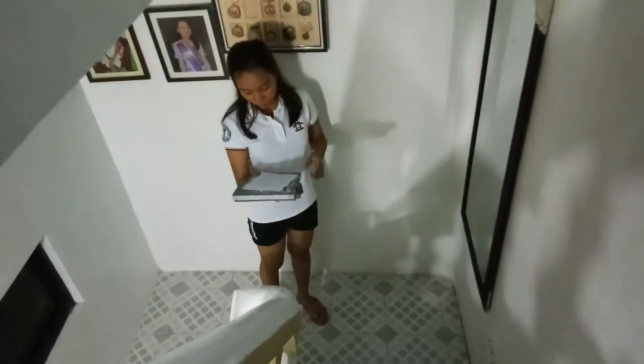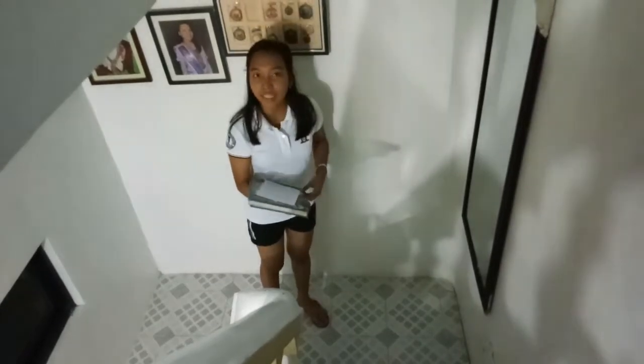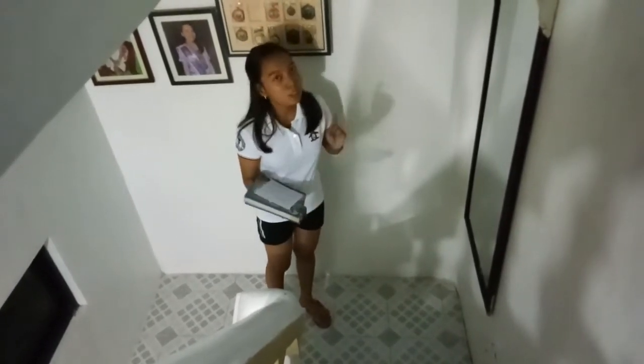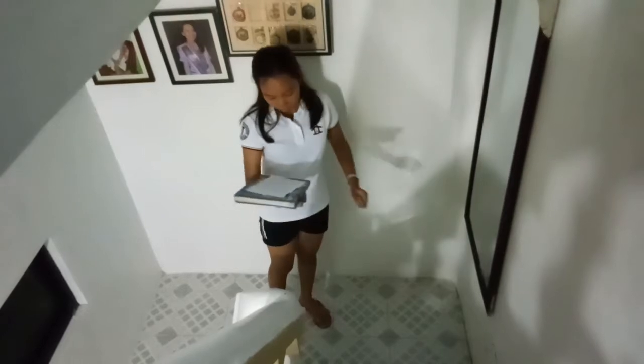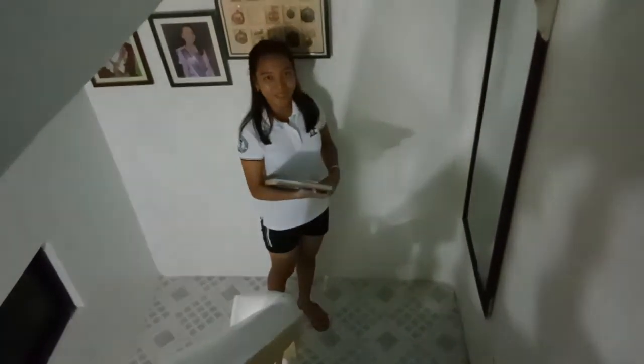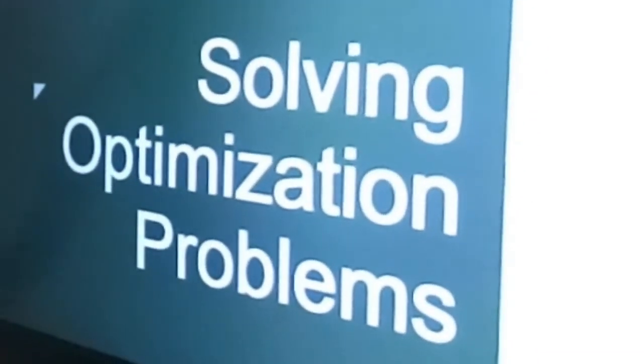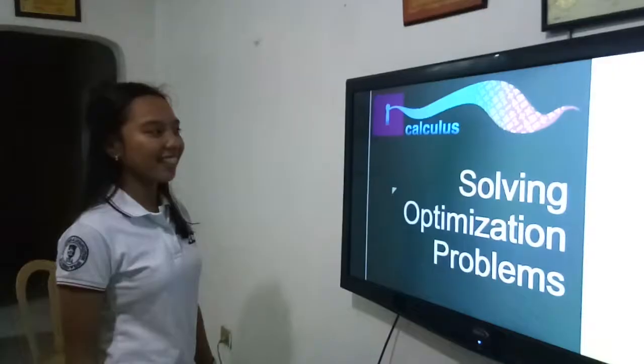As we all know, in solving word problems, the golden rule here is that we read the problem slowly and carefully. You can also draw a sketch or a diagram of a problem to be solved. Let's start with solving optimization problems.